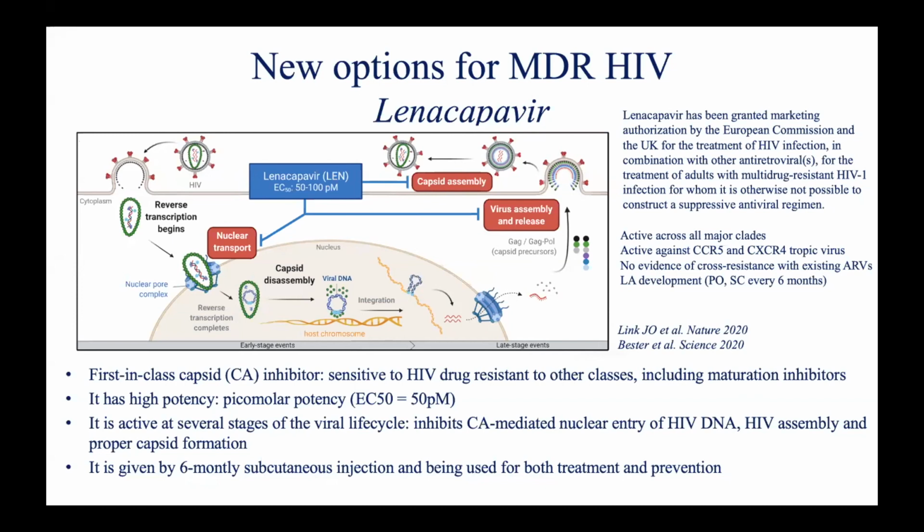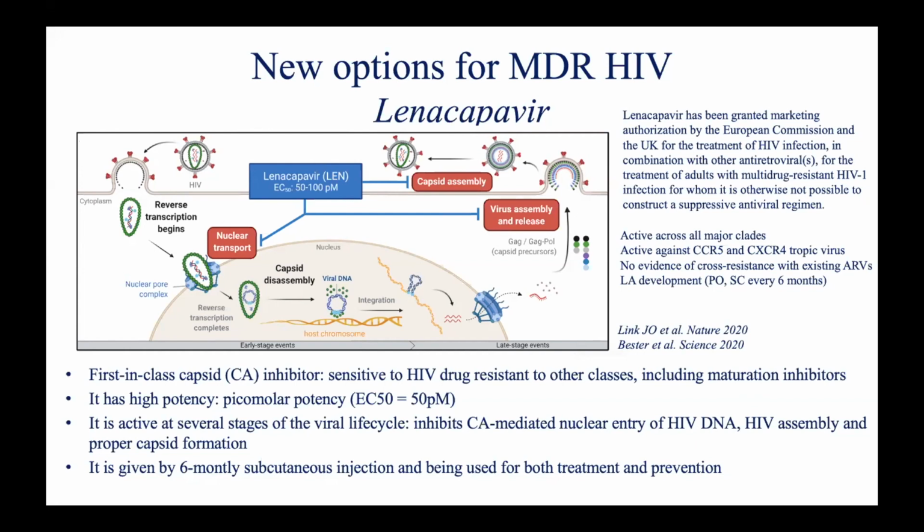And what is the peculiarity? This drug binds the capsid and, with 3 different mechanisms, inhibits the viral infection. First, it inhibits the nuclear entry of HIV DNA that is mediated by the capsid, and after, of course, the capsid assembly, and finally the virus assembly and release.